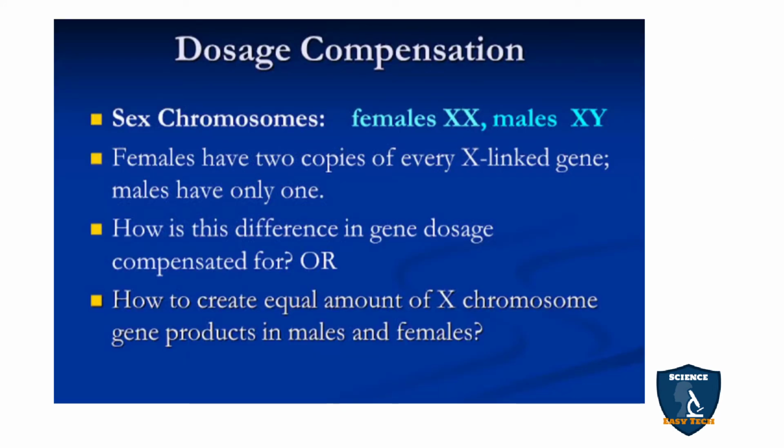This is dosage compensation. As we all know, the sex chromosomes are 2X for female and 1X and 1Y for male. How are they compensating? Because the female has 2 copies of X-linked genes, but the male has only 1X. So is there any problem in gene compensation? Maybe. So how are they creating an equal amount of X chromosome product? Only one X chromosome is active in both male and female, and the other one is inactive.